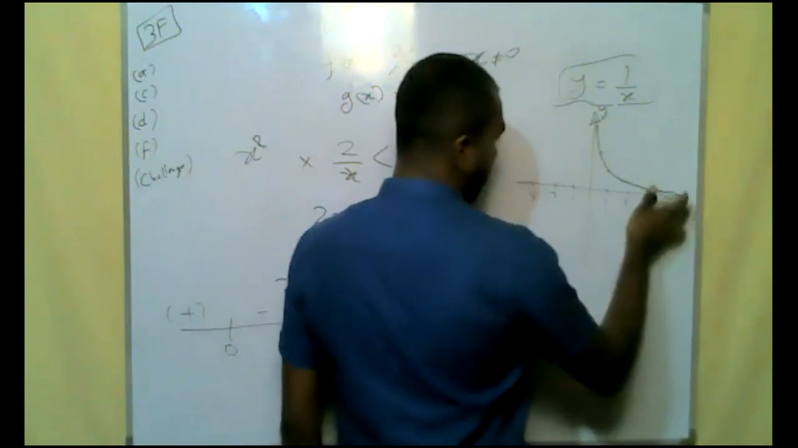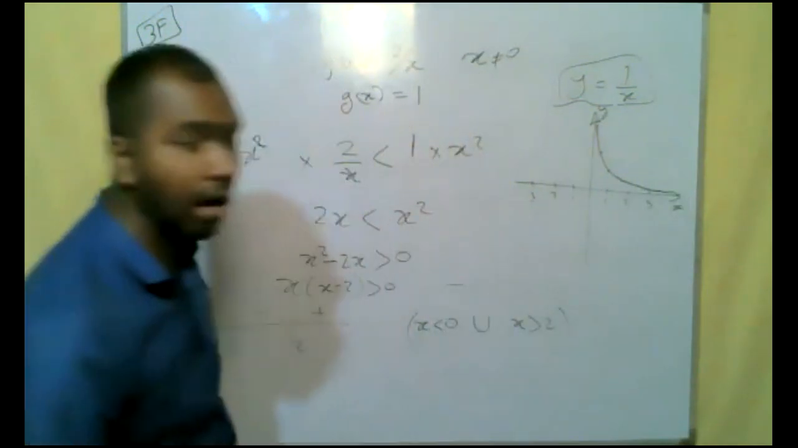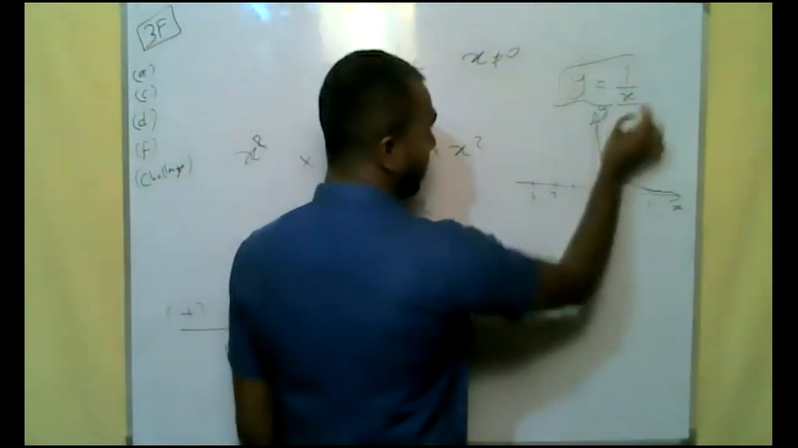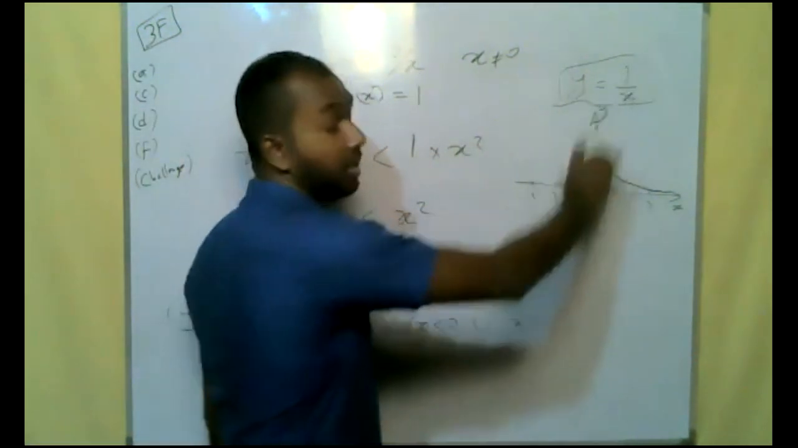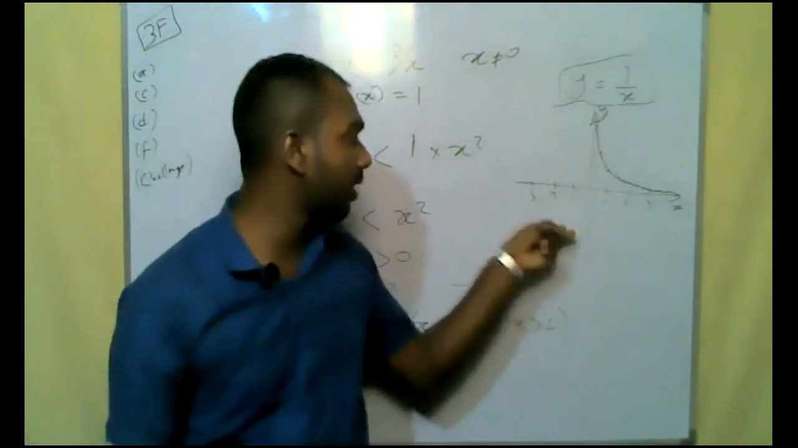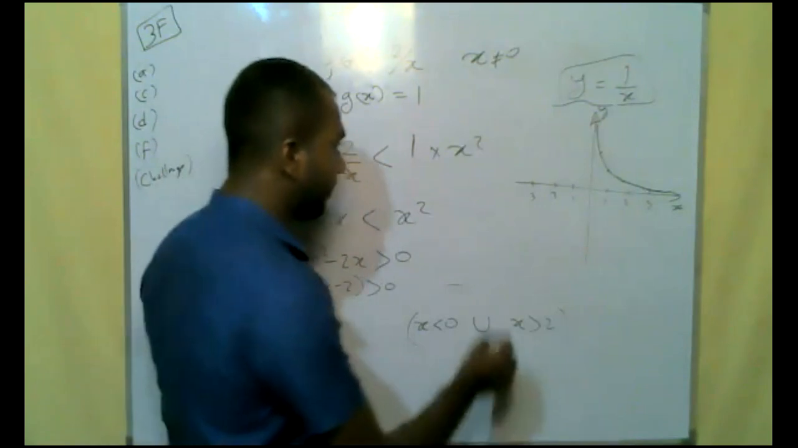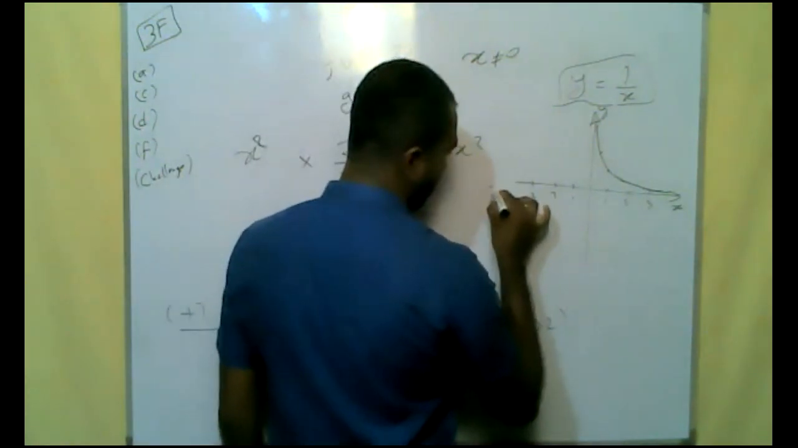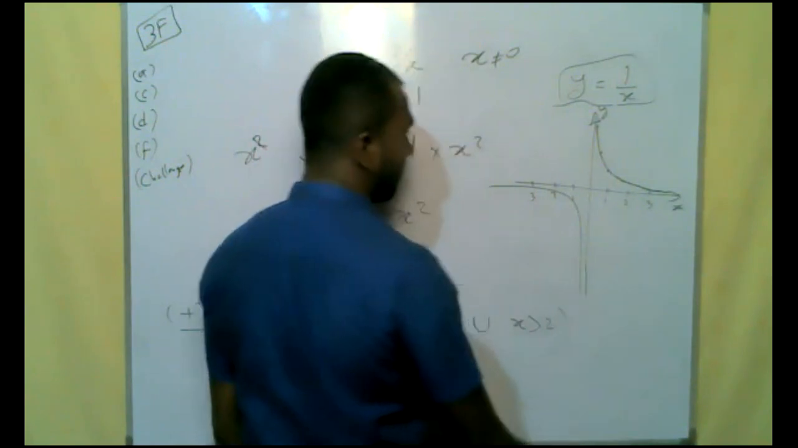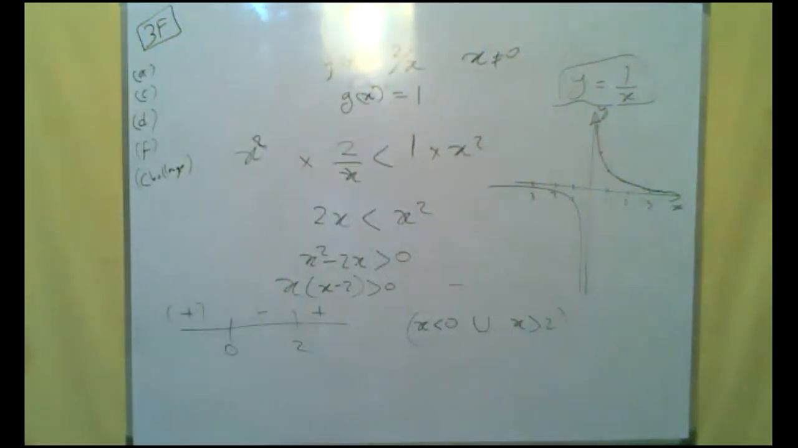And it never touches the x-axis or y-axis, because there is always a value. When x is 0, it goes to infinity, which is an undefined form. And what about the negative side? The same thing happens on the negative side. The curve will be like this. You can substitute some values from your mind.